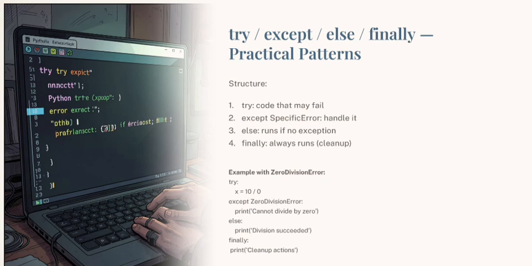The else block runs only when no exception occurs. Talking about the finally block, it always executes. It runs whether an exception occurs or not. This block is generally used for cleanup operations, for example, closing files, releasing resources.